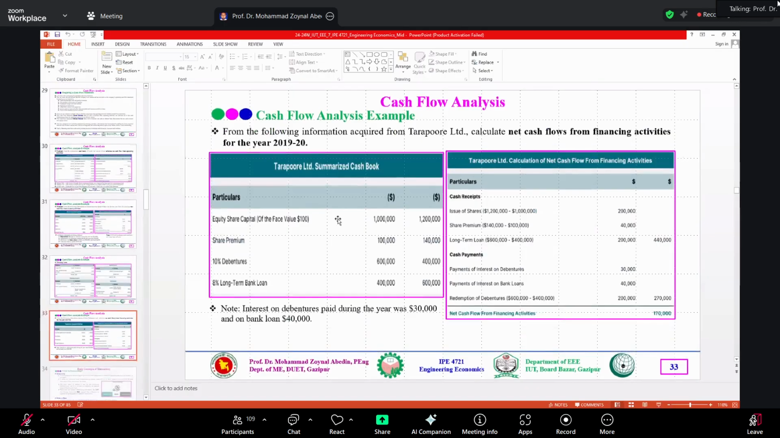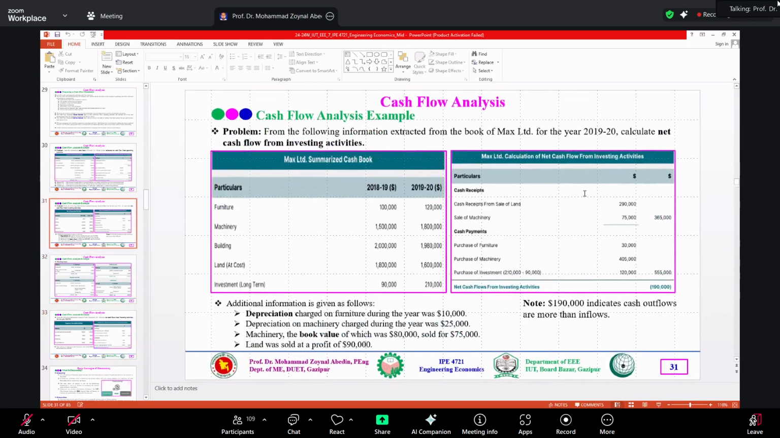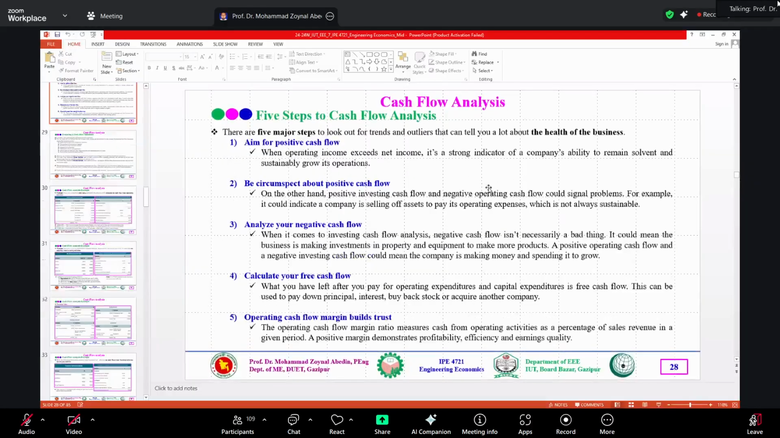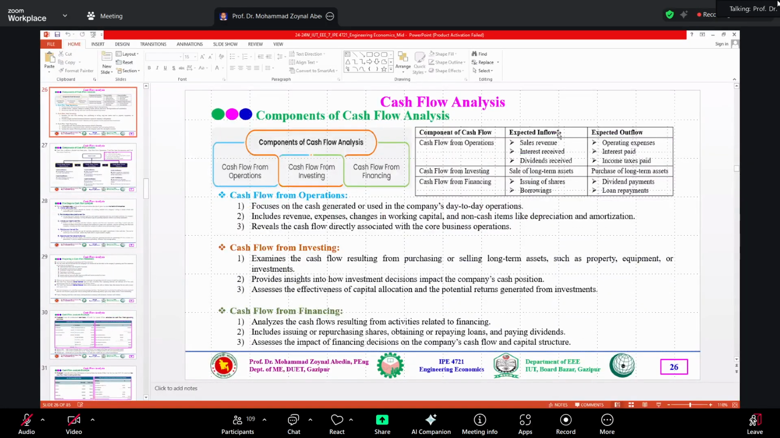And last one is the cash flow from financial activities. Very simple. If you want to do it, at first you have to go to this table. What are the financial activities? The financial inflows are the issue of shares and loan borrowings. Outflows will be the dividend payments and loan repayments. Okay, dividend and loan payment. When you make a payment, the money goes out. These two parameters are for the outflow. And issue of shares and borrowing are the cash inflow.